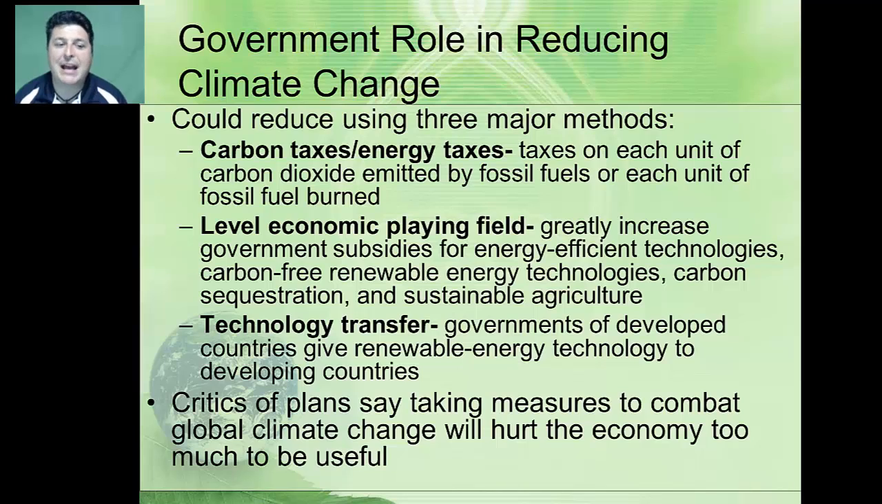Governments may try to level economic playing fields by increasing government subsidies for energy efficient technologies or carbon sequestration or even sustainable agricultural techniques. We may use technology transfers, where governments in a developed country could give renewable energy technology to developing countries at a low cost or perhaps even for free. Critics, though, say that taking these kinds of measures to combat global climate change could actually hurt the economies too much to actually be useful.